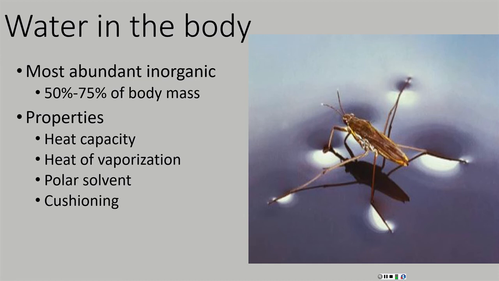And water is extremely important for life. There are 4 properties of water that make it so important, and that's what we see here. It has a high heat capacity. It has a high heat of vaporization. It is a polar solvent. And it has cushioning properties. So let's see what each of those means. If something has a high heat capacity, which water does, it means when you put energy, such as heat, into it, it will hold on to that energy or heat for a really long time.